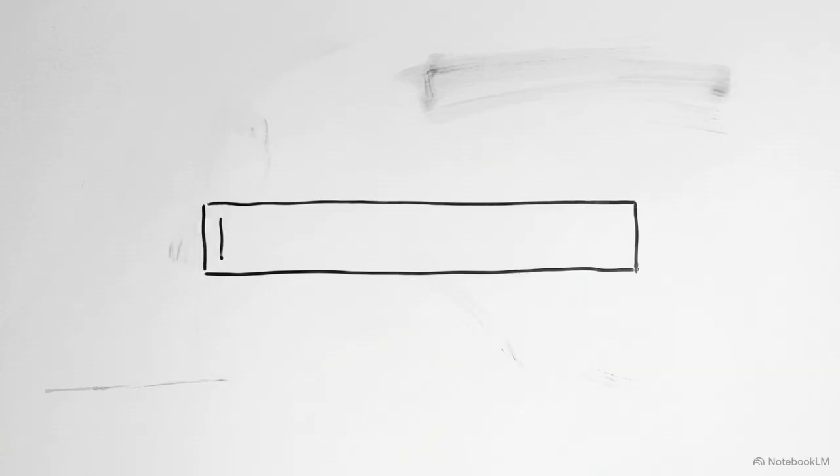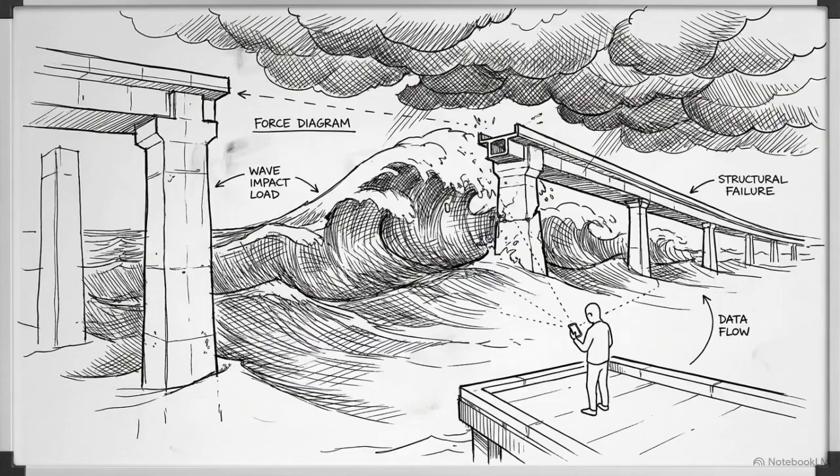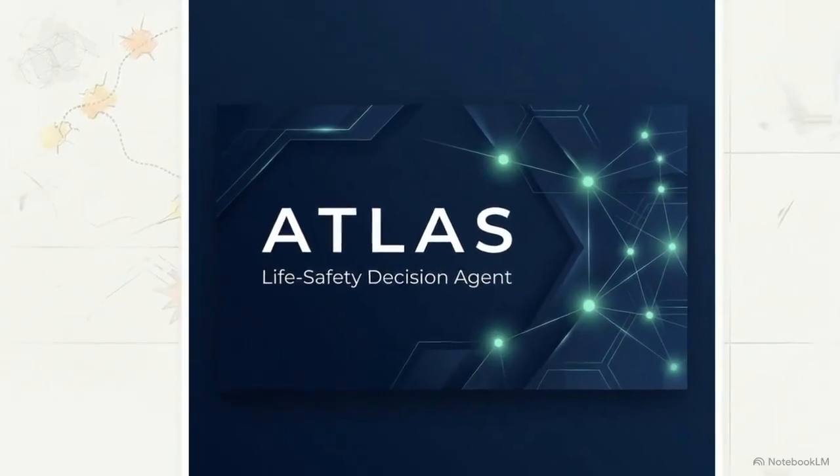Traditional search engines fail here because they require the user to proactively ask the exact right question about a threat they do not even know exists. If a user does not explicitly search for a localized coastal wind advisory, they remain exposed to it. This is Atlas, a proactive life safety decision agent.